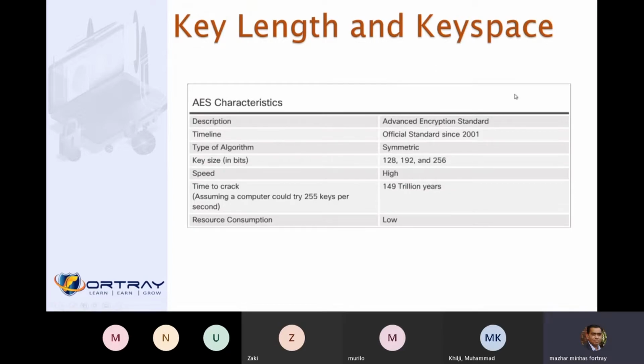And then key space. So normally, for example, AES is the Advanced Encryption Standard used since 2001. It is a symmetric key. The length of the key can be high, speed is high. If you want to break that, you might need 149 trillion years for AES, and resource consumption is low. So these are some of the characteristics of the keys we use normally nowadays.